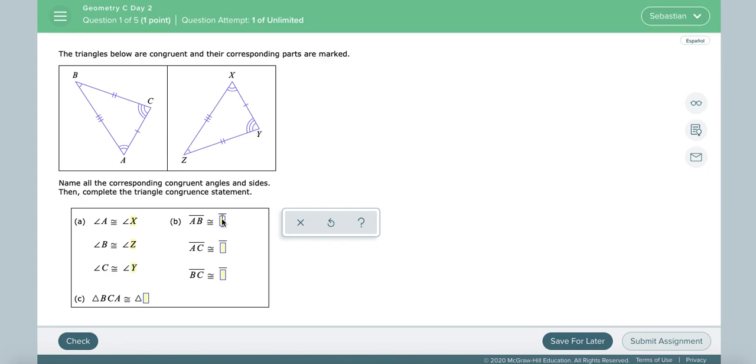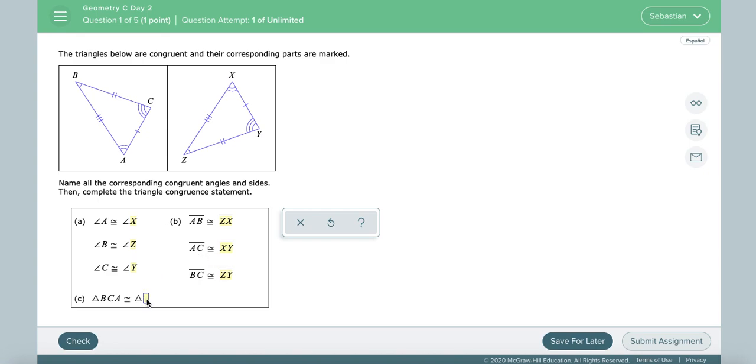Okay. Now let's look at the sides. How about side AB? AB has the three hash marks, so it would be XZ. Now you can either put XZ or you could put ZX. Okay, it's the same thing. XZ or ZX, same answer. How about AC? AC is this right here, so that would be XY. And how about BC? BC would be this side right here with the two marks, so that would be ZY.